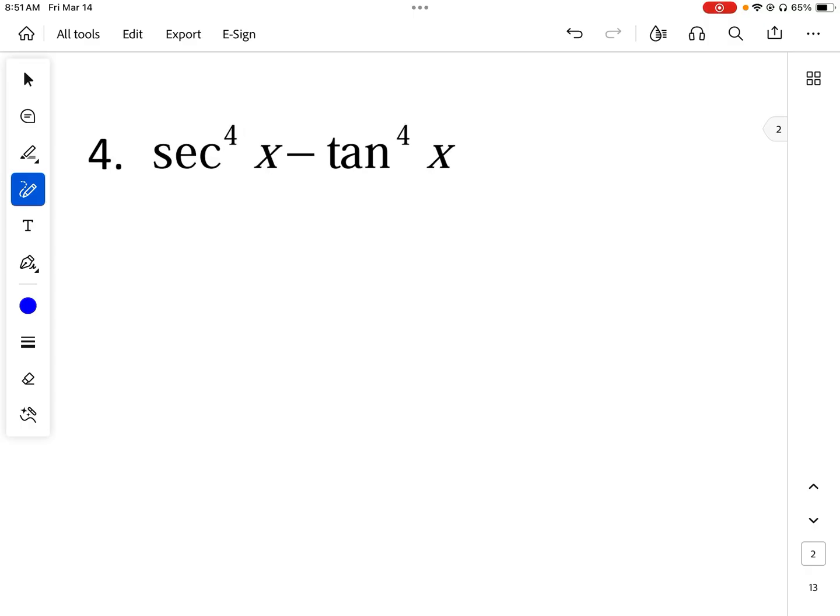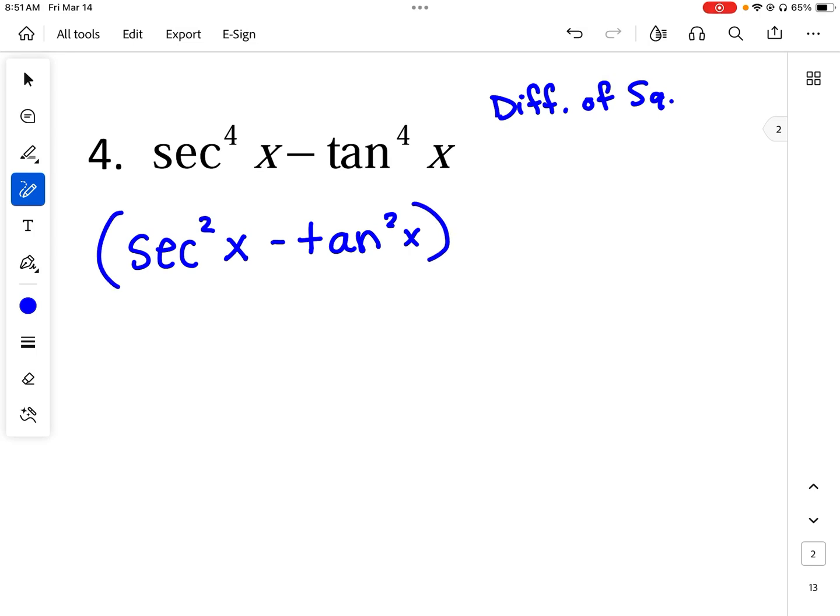Okay. Secant to the fourth x minus tan to the fourth x. So this is another difference of squares. So this would be secant squared x minus tan squared x, and secant squared x plus tan squared x.